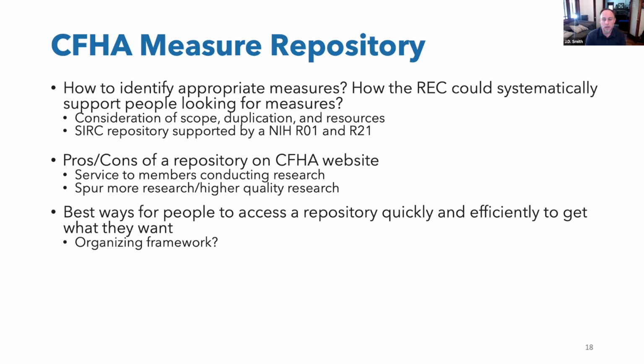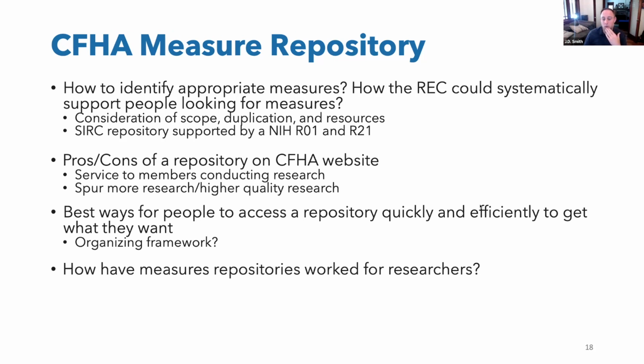But with the Society for Implementation Research Collaboration, SIRC, they use the Consolidated Framework for Implementation Research as their organizing framework, and their website actually has a CFIR figure, and you can click on any of the constructs, and it takes you to those measures. It's really straightforward, but again, that is sort of limiting in some ways, and maybe would not potentially be applicable here.